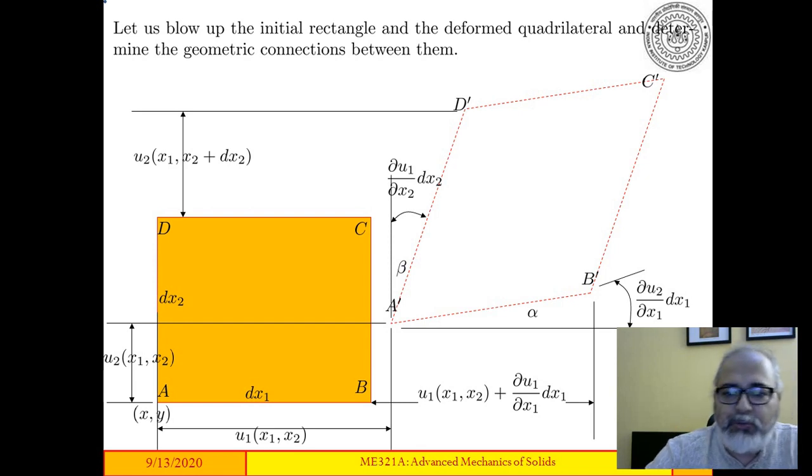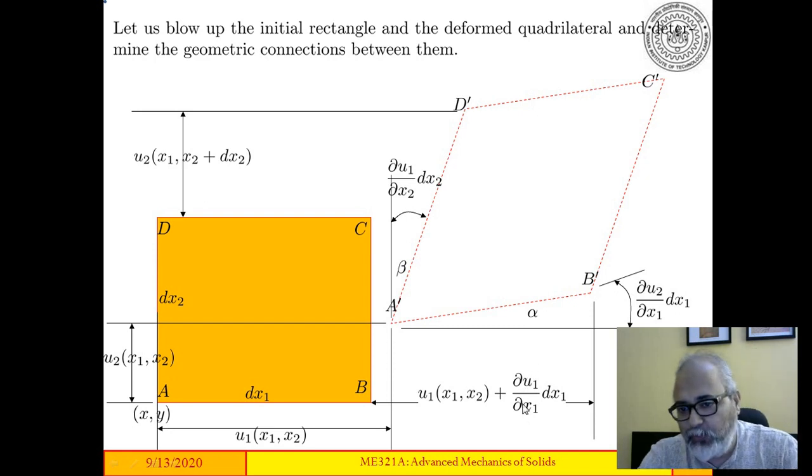Now, you can use the Taylor series. If you use the Taylor series and stop at the first term, then remember, in going from A to B, x2 does not change. So Taylor series would involve a derivative with respect to x1 times dx1. That's the distance between A and B.